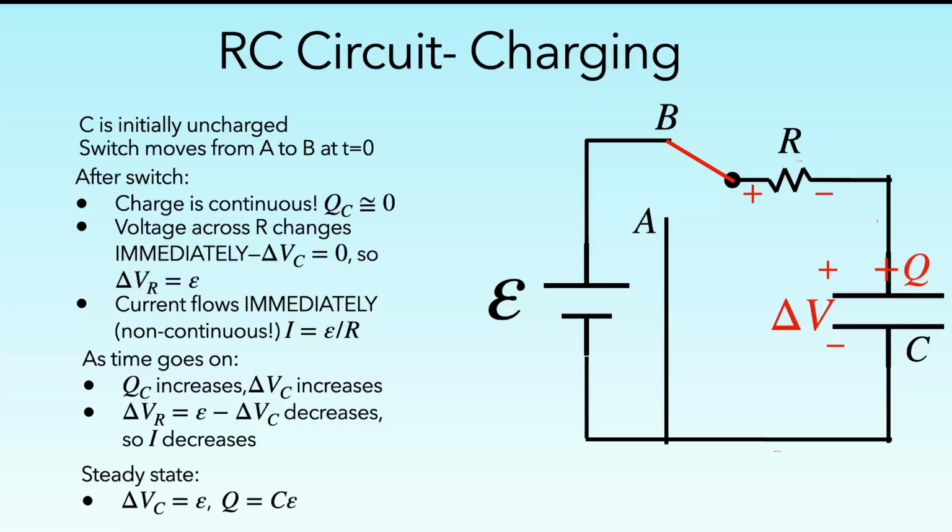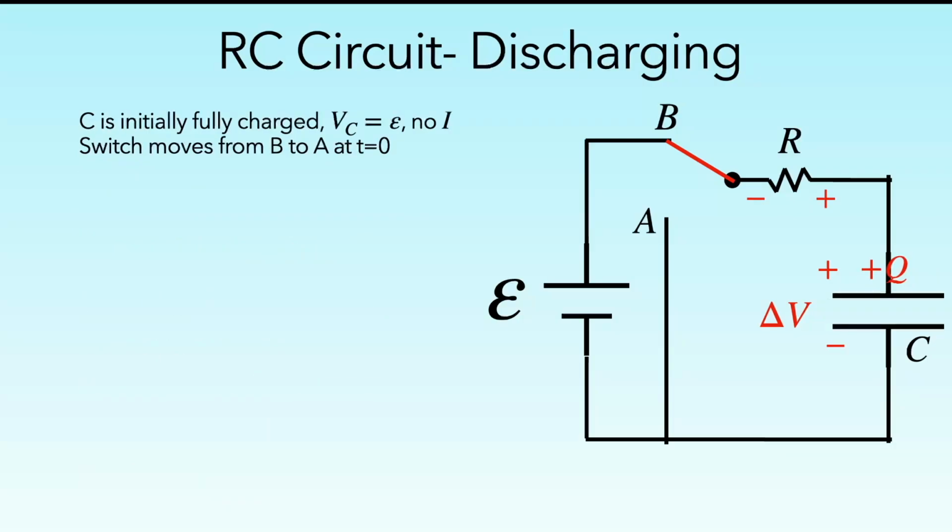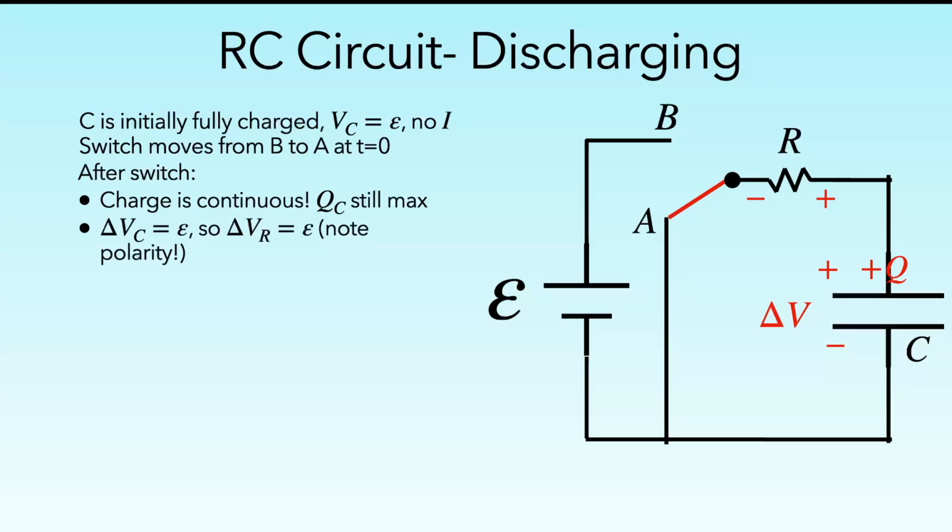A lot goes on there. Let's look at discharging. Discharging, we'll do it in the other direction. So it's all fully charged, it's steady state. Now we know that the capacitor's potential difference is the same as the EMF when it's fully charged. No current coming through the resistor. So the switch moves from B to A. What happens is the charge is continuous. Again, that charge can't leave the capacitor immediately. So the voltage difference across the capacitor is still delta V, which is equal to the EMF that had charged that up in the first place.